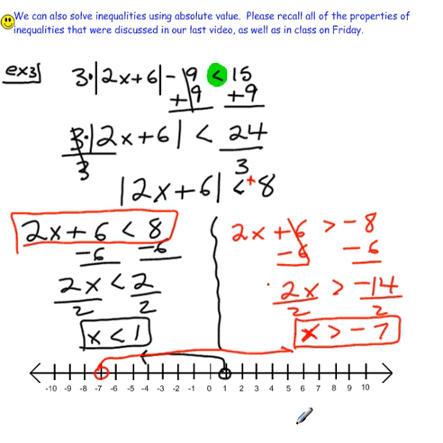Now, next question, is this an and or an or problem? And since the solution sets overlap each other, this one would be an and problem. Alright, good job, guys. Homework set.